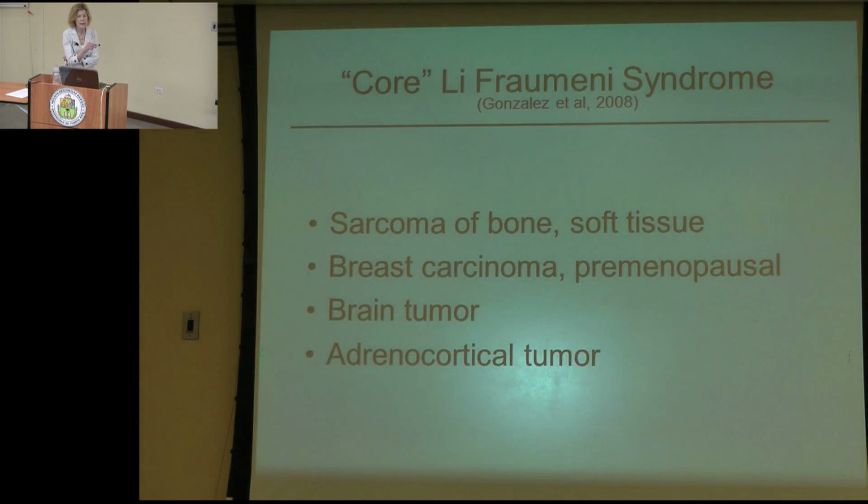More recently, I think it has become fairly universally agreed that there are certain core tumors. That does not mean they are the limit, but that there are core tumors that are really highly frequently associated with it. And these would be, as you might imagine, sarcomas, bone and soft tissue, breast cancer at a young age, brain tumors, and a tumor that's otherwise quite rare in the general population, tumors of the adrenal cortex, and they can be malignant or benign. It's very difficult to distinguish unless you have metastatic disease. So these are now sort of considered the core.